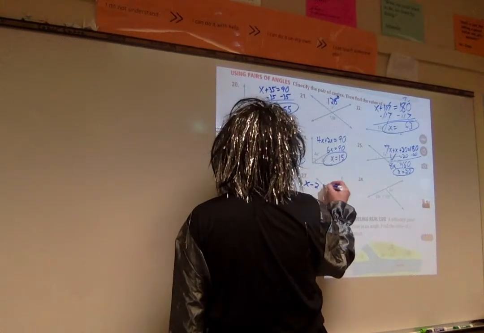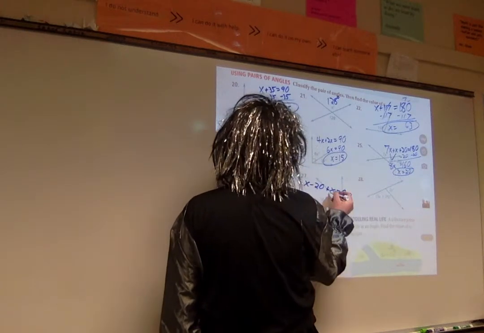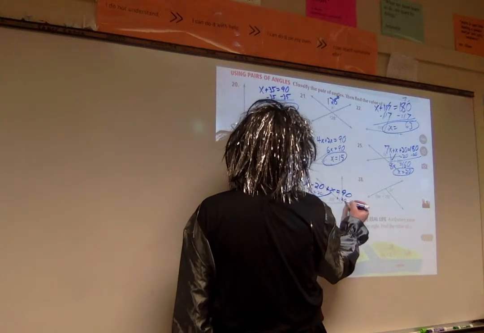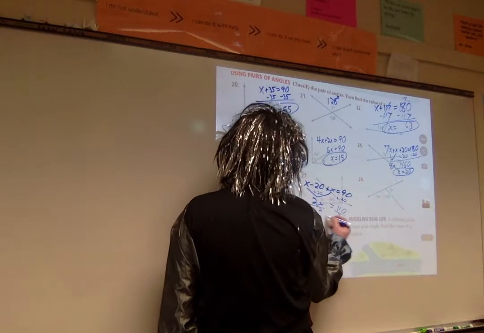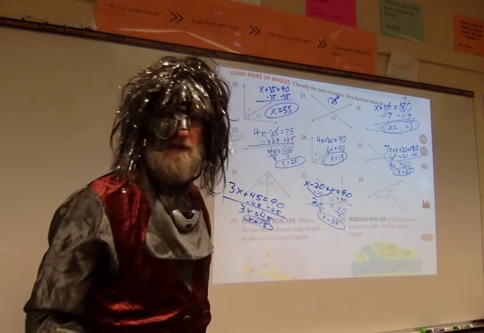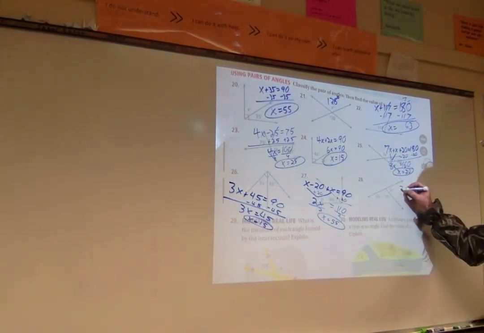Number 27, we also have complementary angles that add up to 90. So x minus 20 plus the x have to equal 90. Well, an x and an x make a 2x. If I add 20 to both sides, I get 110. When I divide both sides by 2, I prove that x is equal to 55.